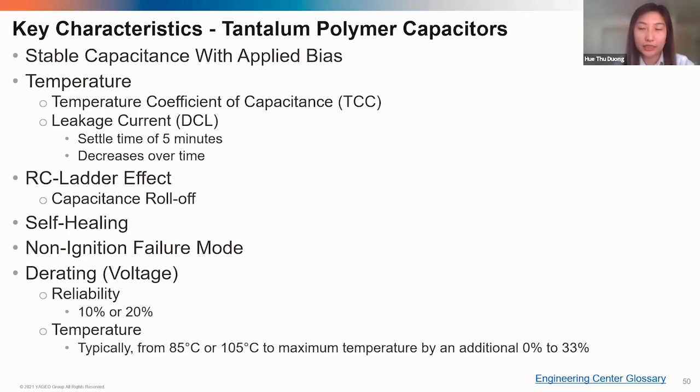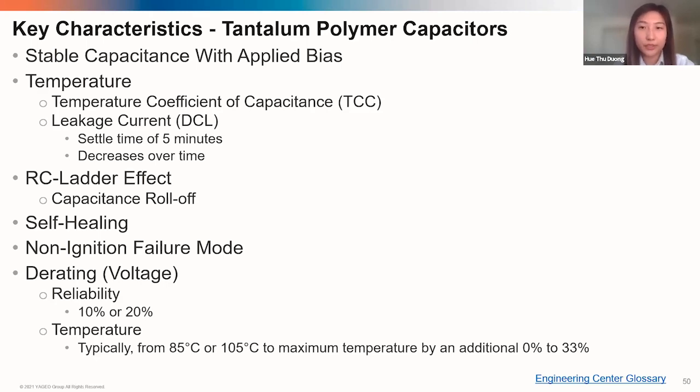In the data sheets, it's stated that the DC leakage is measured after 5 minutes of it being powered up to allow it to settle and allow self-healing to occur. And leakage tends to decrease over time. So the longer you run the part, the more it self-heals. So DC leakage tends to decrease over time.